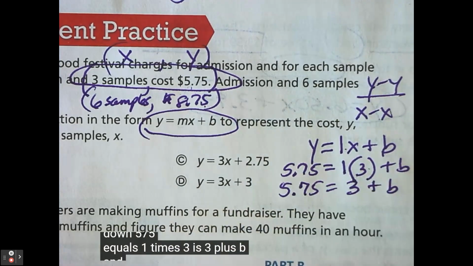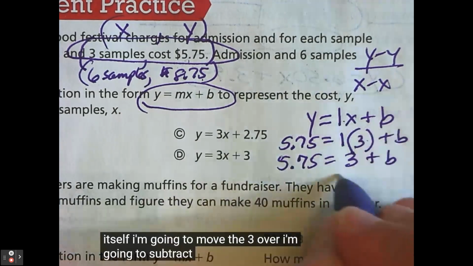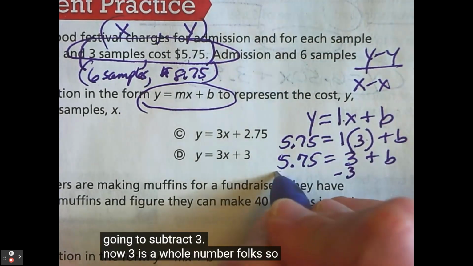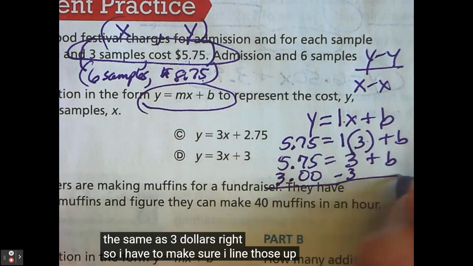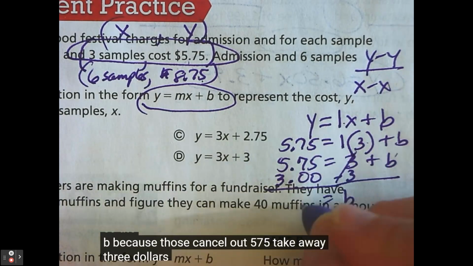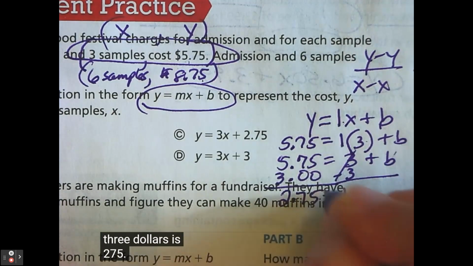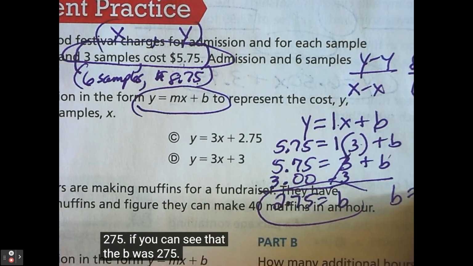3 plus b. And now the final step, to get the b by itself, I'm going to move the 3 over. I'm going to subtract 3. Now 3 is a whole number, folks, so 3 is the same as $3, right? So I have to make sure I line those up. So the b, because those cancel out, $5.75 take away $3 is $2.75. If you can see that, the b was $2.75.